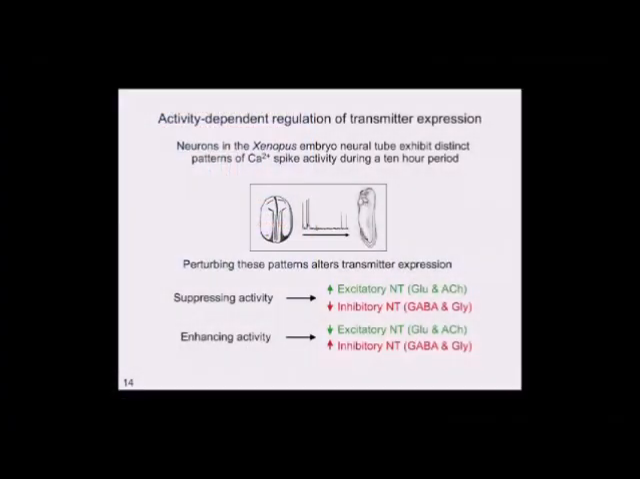The take-home message was that the neurons in the embryonic neural tube, during a 10-hour period, generate this spontaneous calcium spike activity. This is what the embryo looks like at the start point, and this is what it looks like 10 hours later, generating these calcium spikes during that time.